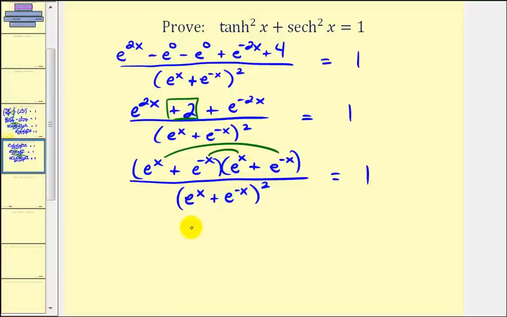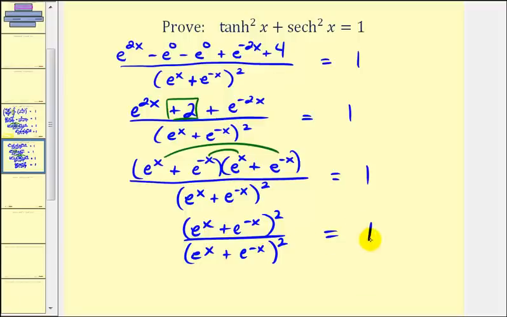Let's go ahead and write this as e to the x plus e to the negative x, squared, all over e to the x plus e to the negative x, squared, equals 1. And now we can easily see the left side is equal to 1, and of course the right side is equal to 1, and therefore we have our proof.